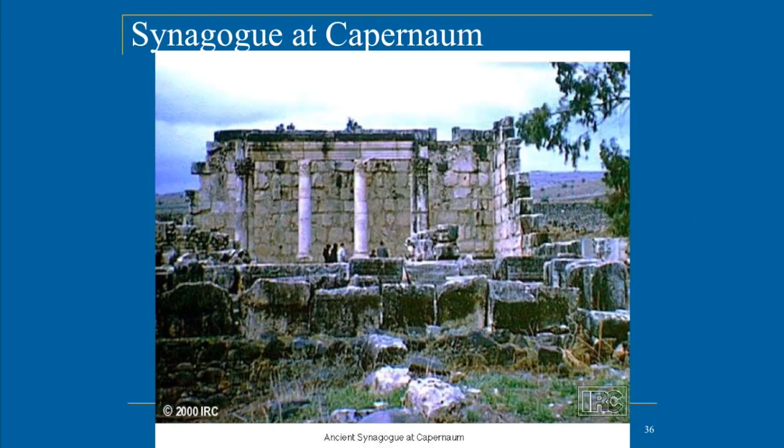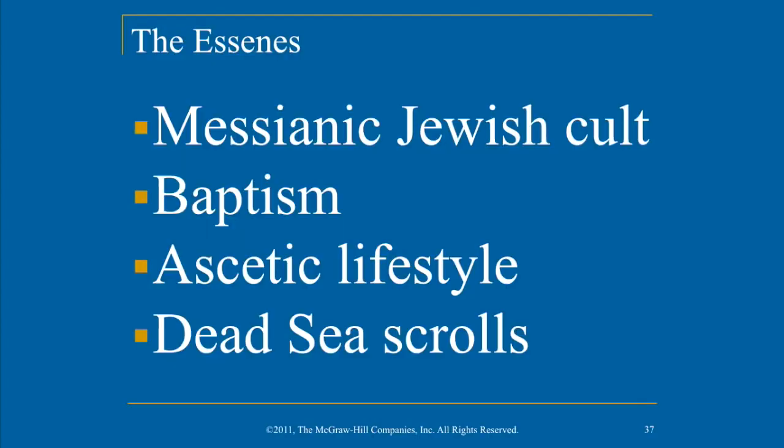Here's a synagogue at Capernaum, a Roman city which was dominated by Rome, but they still had a synagogue, a Jewish place of worship. So the Romans were very accepting of the Jews, even though they thought they were a little crazy because they believed in only one god, and the Jews kind of resented the fact that the Romans were over them. Now, at the same time, out in the middle of the desert, there was a group called the Essenes.